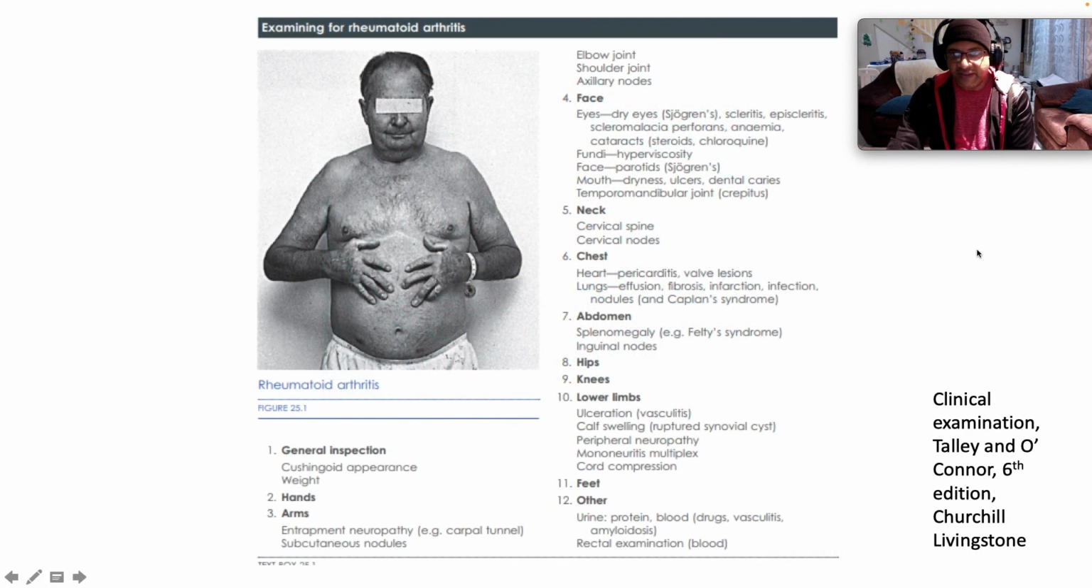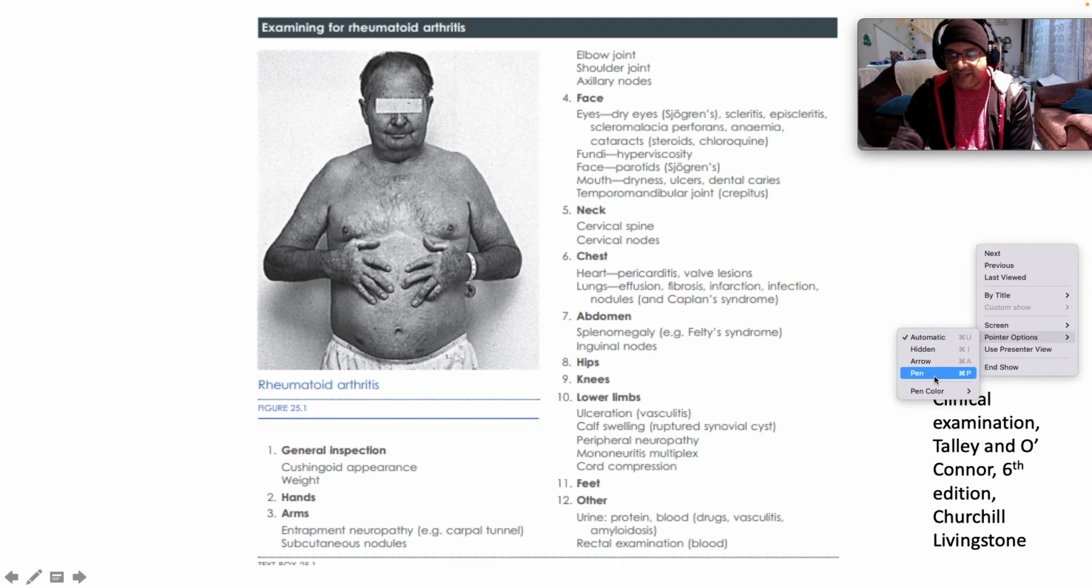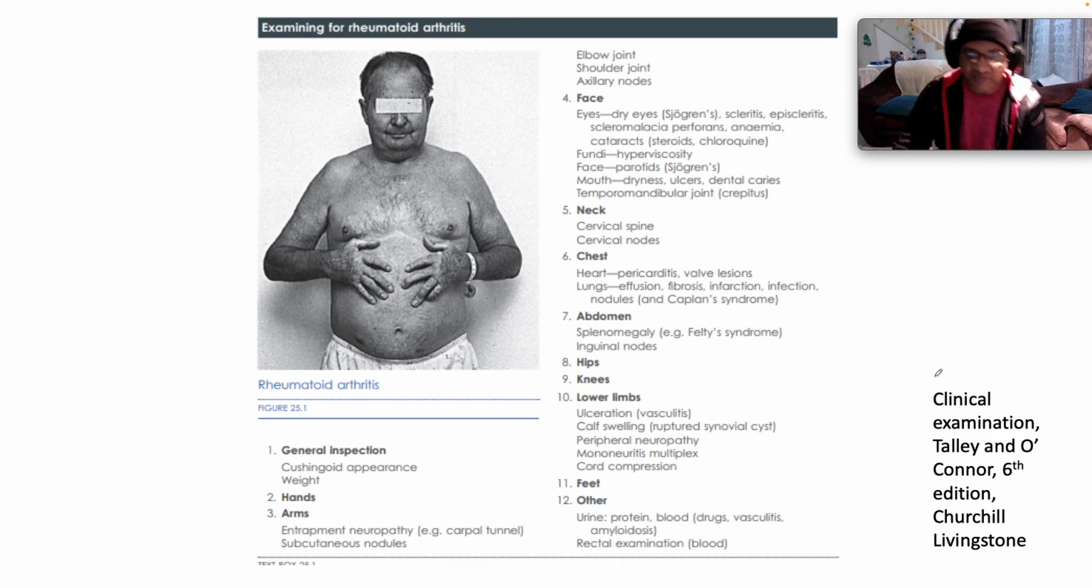So there's a couple of things you don't want to miss when you're examining a patient with rheumatoid arthritis. This is taken from Talley and O'Connor. So you just want to undertake a general inspection, looking for a Cushingoid appearance, remembering a lot of these patients are on steroid therapy, and look at the weight, right? Then look at the hands.